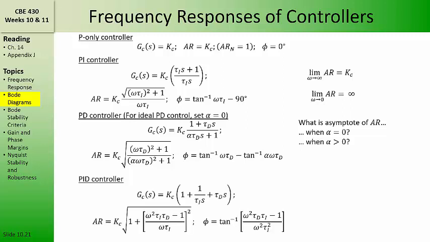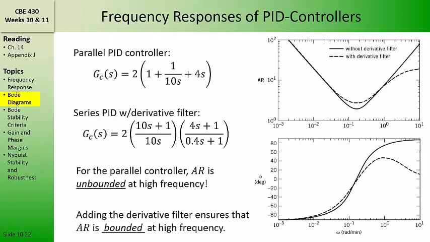What happens to the amplitude ratio of the ideal PID controller, that is, the PID controller with no derivative filter, at very high frequencies? You can answer this question by taking the limit as omega goes to infinity. This figure plots the frequency response for a parallel PID controller with some actual values plugged in for the gain, the reset time, and the derivative time. Notice that when there is no derivative filter, the amplitude ratio goes to infinity for high frequency inputs. Adding the derivative filter ensures that the amplitude ratio cannot go to infinity by filtering the high frequency inputs.